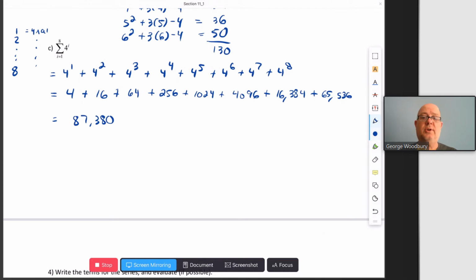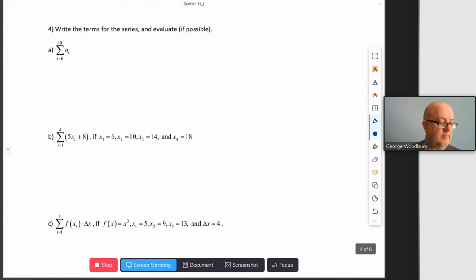Now, if we look at just those last two terms, which are a little more than 16 and 65,000, that adds up to be 81,000. So almost 82,000. So the other 5,000-ish comes from those first 6 terms, which kind of makes sense. Right.